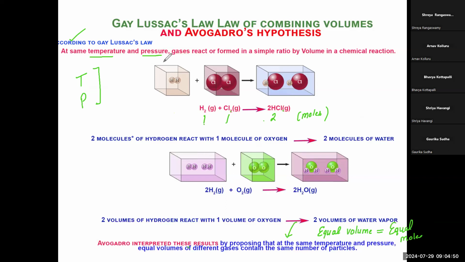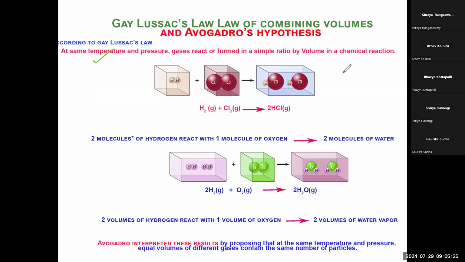Can you see the volume of H2 gas here? Is it the same? Am I right? If this is one volume, this is also one volume. Can you see the moles are also the same? Equal volumes have equal moles. But what is this volume? It's double of this. 2 volumes. So what happens to the moles? Doubled. Moles are doubled.